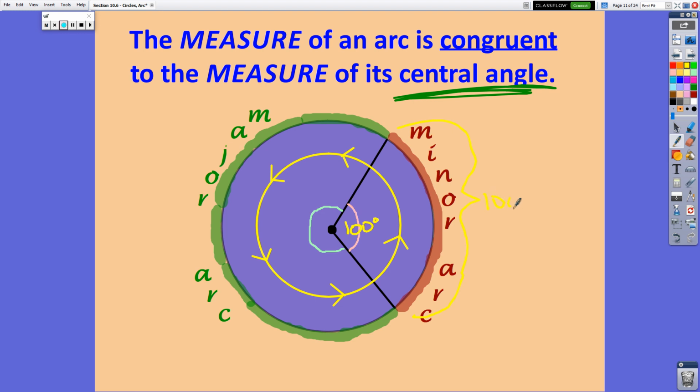So if this central angle is 100 degrees, then what I'm also saying is that this minor arc is also a 100-degree arc. And if this central angle is 100 degrees, then that would mean the rest of this would have to be 260 degrees, right? Because there's 360 degrees altogether in a circle. And so if this central angle was 260 degrees, then that means this major arc is also 260 degrees. So arcs and their central angles are always going to end up being the same exact angle measures.